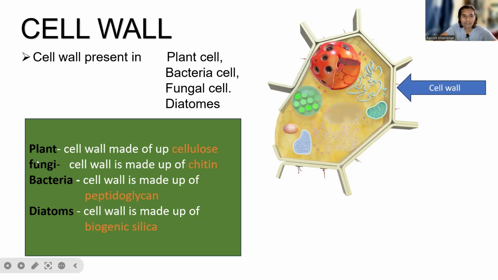In a plant cell, the cell wall is made up of cellulose. In fungi, the cell wall is made up of chitin. See the material, it is made up of chitin. Whereas in bacteria, the cell wall is made up of peptidoglycan. And in the diatoms, it is made up of biogenic silica.